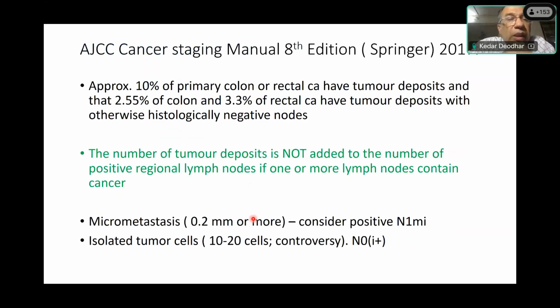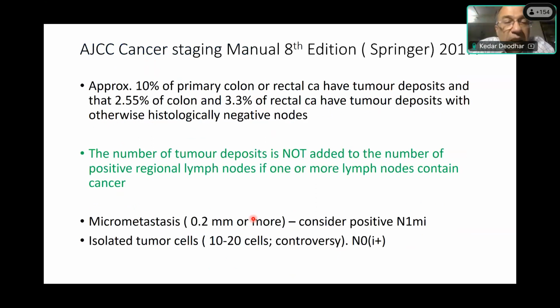So the textbook tells us that approximately 10% of primary colon or rectal cancers have tumor deposits, 2.5% of colonic and 3.3% of rectal cancers can have these tumor deposits. So what we call tumor deposits are important. Textbooks give us that. We'll maybe have some discussion on that in question answers.